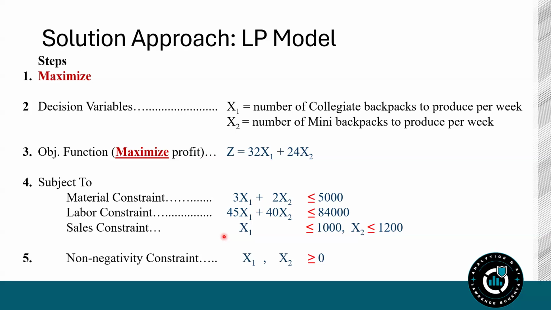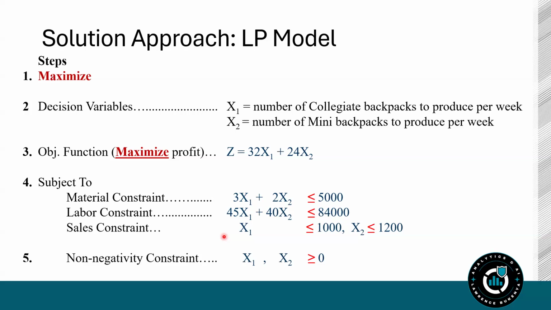So we have 3x1 plus 2x2 is less than or equal to 5,000, and that's for the material constraint. For the labor constraint, we have 45x1 plus 40x2 is less than or equal to 84,000. Where 84,000 is coming from is 35 laborers times the number of hours, which is 40 hours per laborer, times 60, so that we have minutes. So the 84,000 is in minutes, right?